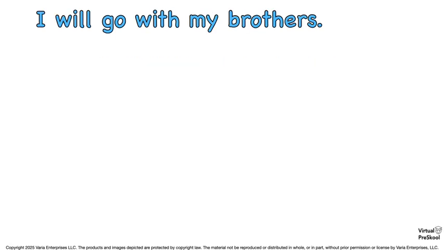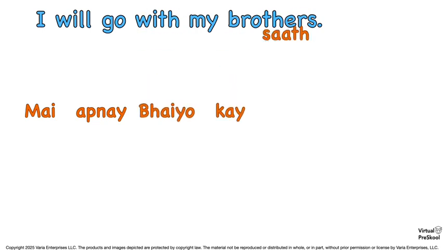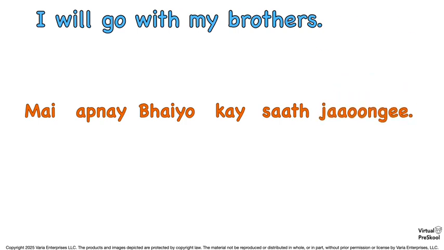Let's do this one. I will go with my brothers. मैं अपने भाइयों के साथ जाऊंगी. Because a female is saying the sentence. We're assuming that a female is saying the sentence. मैं अपने भाइयों के साथ जाऊंगी. Now, अपने, because भाई is one brother, भाइयों is brothers. It's plural. मैं अपने भाइयों के साथ जाऊंगी.